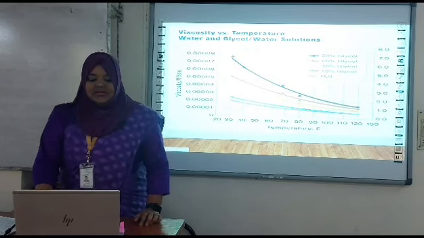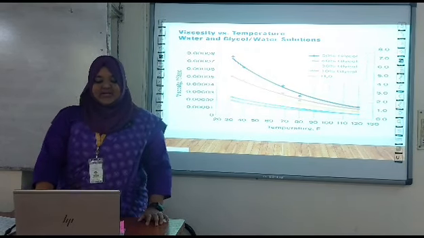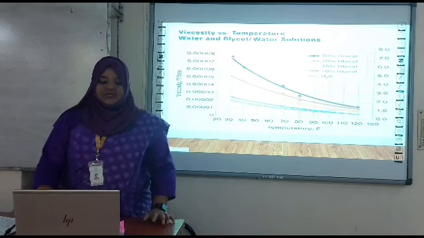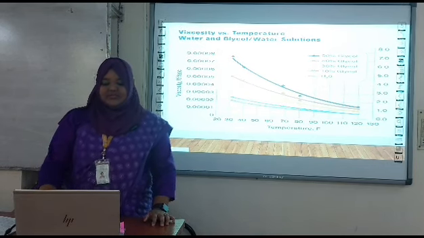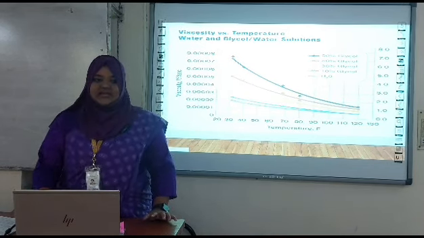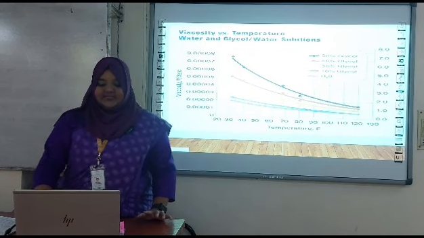We can see the graph of viscosity versus temperature. Here, two items, water and glycerol, are used, and the graph shows the curve.